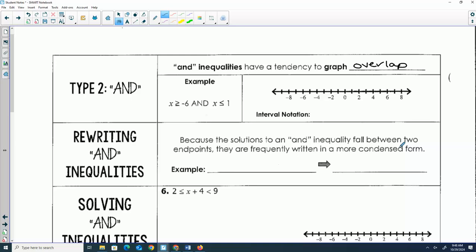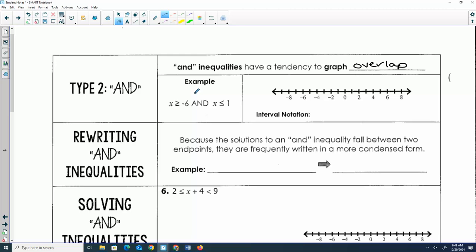So what we're going to do is look at what numbers make both things true. So we are looking for an overlap here. For instance, if I said x is greater than or equal to -6 and x is less than or equal to 1. Okay, yesterday we were doing ORs and we just graphed both of those things.